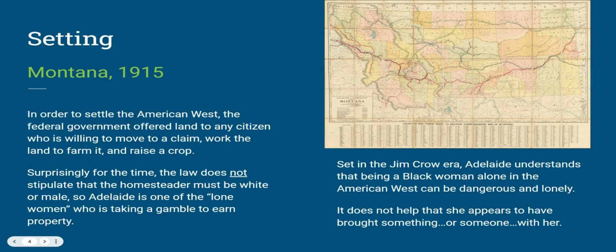So there was a number of widowed women or even unmarried women and women of color who decided to become homesteaders. It's 1915. We know that's the Jim Crow era, and Adelaide understands that being a woman in the American West is dangerous. Being a Black woman alone in the American West is a whole nother level of danger if there are people there who decide to enact Jim Crow laws. It doesn't help that she appears to have brought something or someone with her. So she is a stranger in a strange land with heavy baggage, literally and metaphorically.